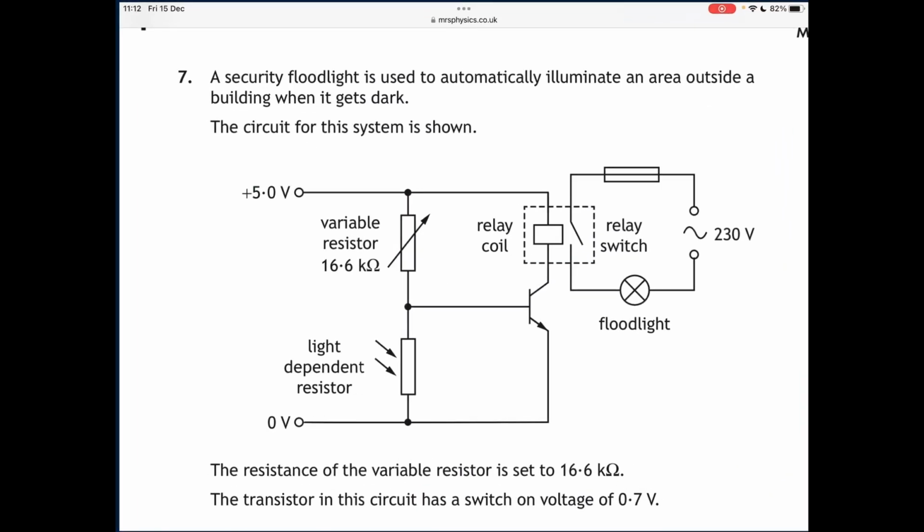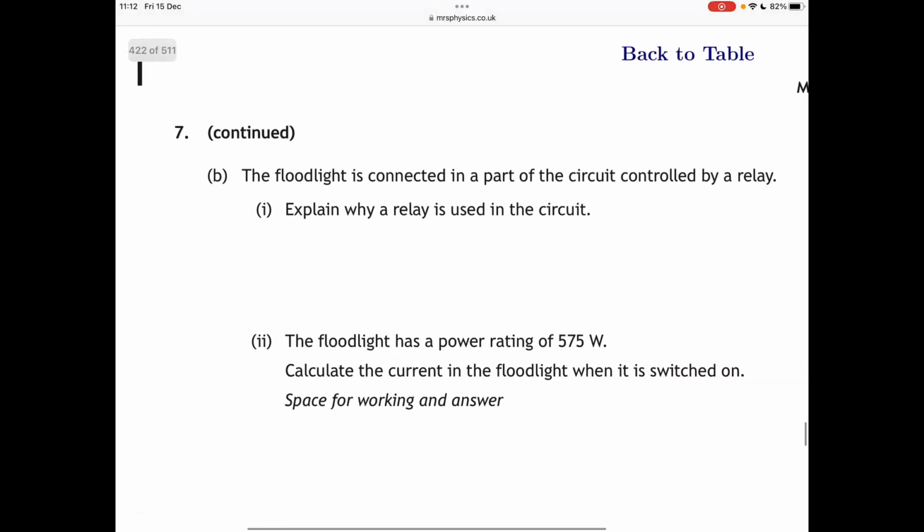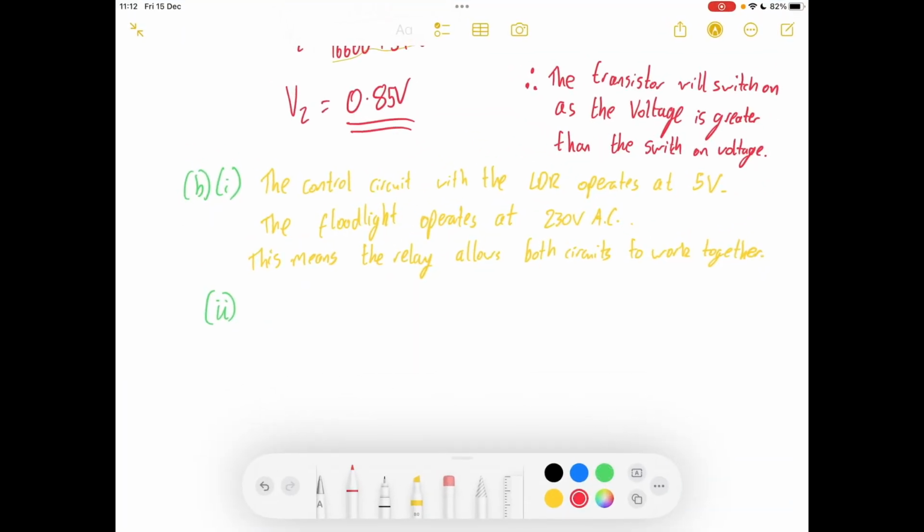Part II. The floodlight has a power rating of 575 watts. Calculate the current of the floodlight when it is switched on. Well, we know that electrical power equals the current times the voltage. They tell us what the power is. You want the current. We already know, and we've already talked about it extensively, that the voltage is 230 AC. So if I rearrange that and calculate, it will be 2.5 amps, or amperes. Excellent.